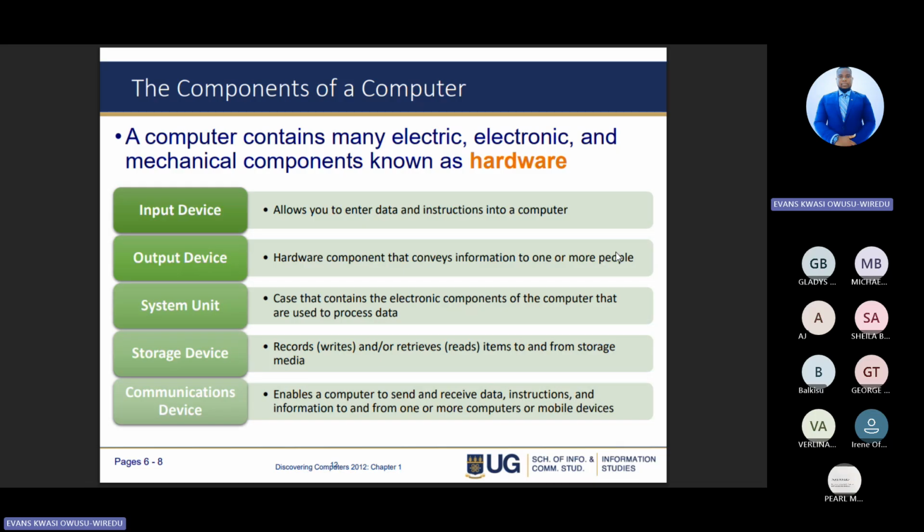And then we have the system unit, which is the case that contains the electronic components. You see that huge case, either the monitor sits on it or it's beside the monitor. It's normally huge. Nowadays, on some computers, the system unit is embedded in the monitor, so the monitor and the system unit are one.